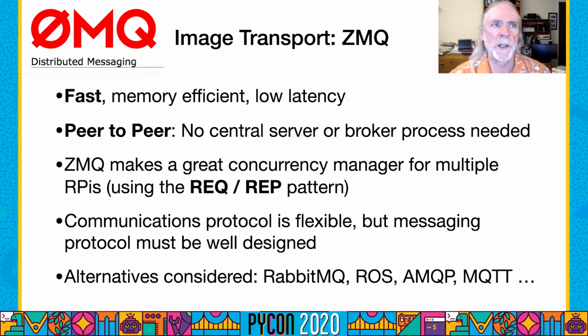So I'm going to say a few more words about ZMQ. ZMQ is a wonderful transport mechanism. It does not need a broker or a server. It's completely peer-to-peer. And it is a great concurrency manager for multiple Raspberry Pis using the request-reply pattern. And as a communications protocol, it's very flexible, but your messaging protocol has to be well designed. It took me a while to work all that out. I did look at alternatives to ZeroMQ: RabbitMQ, ROS, AMQP, MQTT, a number of them. ZeroMQ really worked best for me. Although those others are well-maintained libraries with a lot of users, they may work best for you.